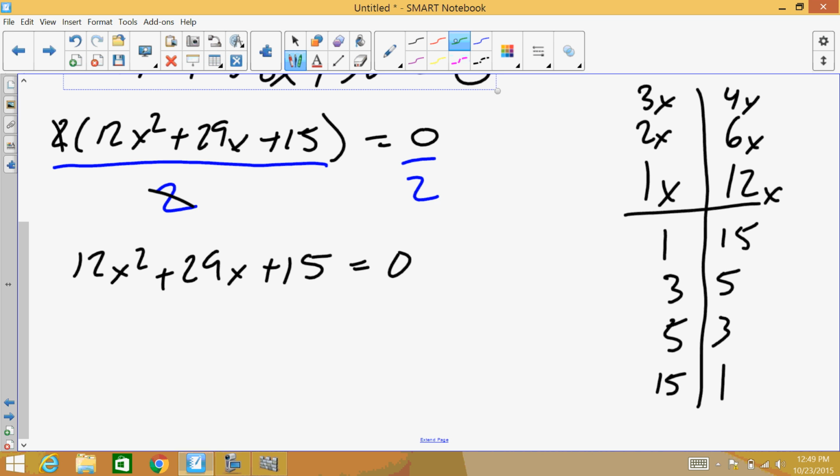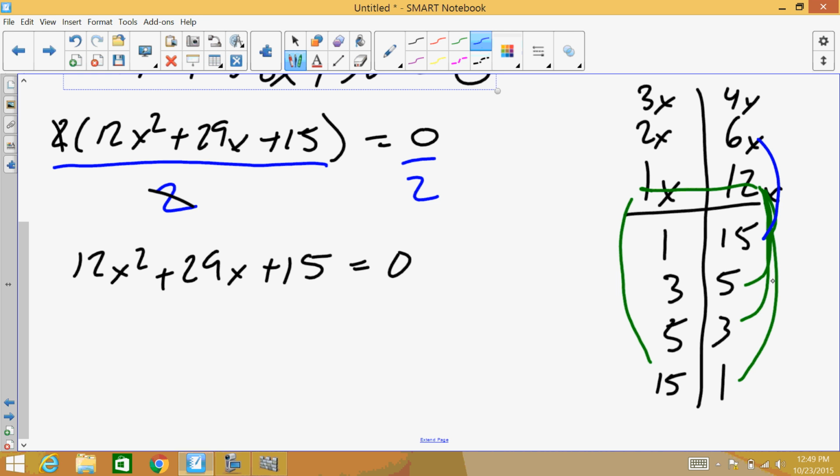Well, some of these are going to be pretty big. 12 times 15, that's already bigger than 29. We can't add anything to that. Same with 12 times 5, 12 times 3. So now I get down here to 12 times 1, it's 12. 1 times 15, that's 15. So I get 12 plus 15, that's not 29. So my 1 and 12 are out.